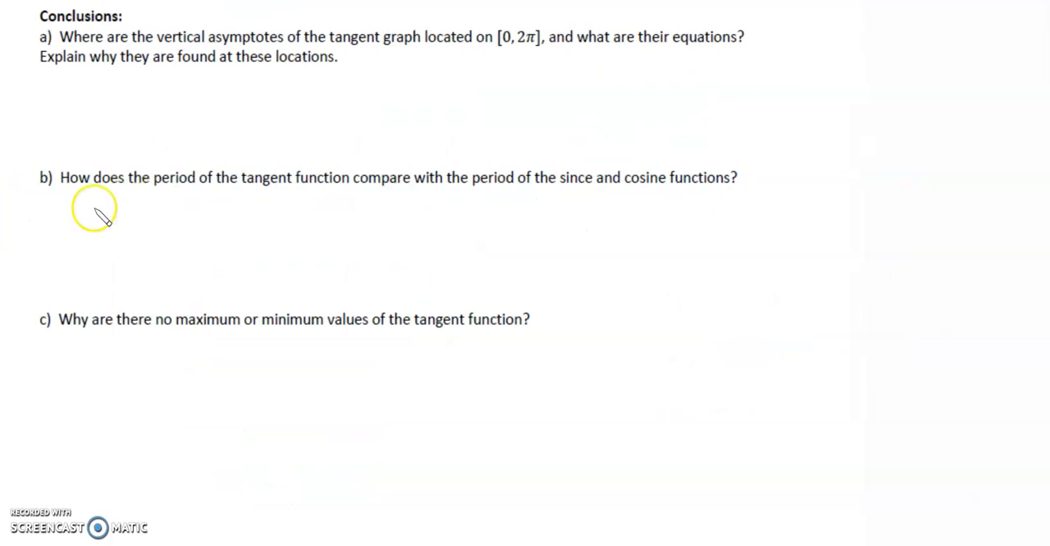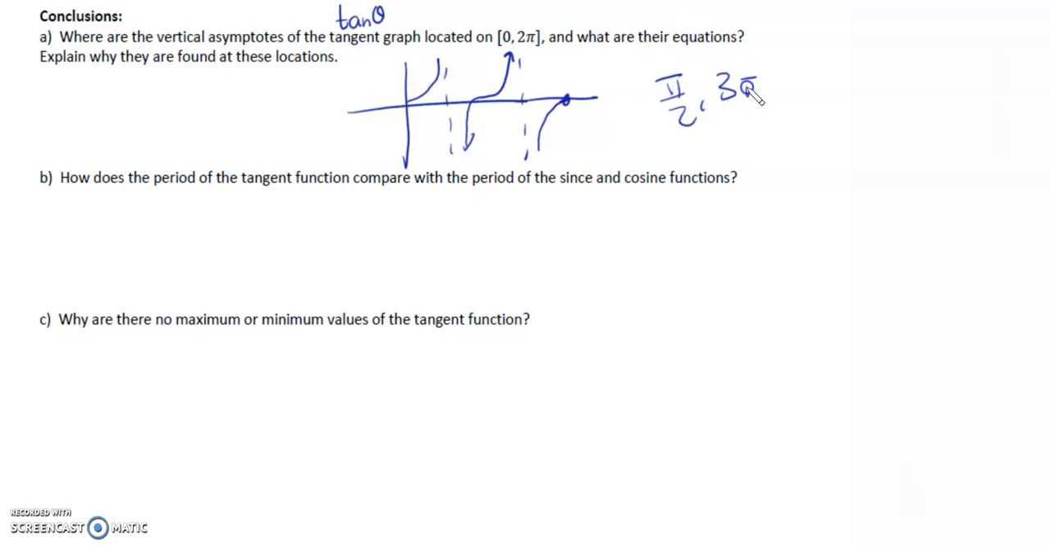Conclusions: where are the vertical asymptotes of the tangent graph? The tangent graph is just tan theta, located on 0 to 2 pi. If we remember the tan graph, it goes like this, and that's one full 0 to 2 pi. The asymptotes are located at pi by 2 and 3 pi by 2.